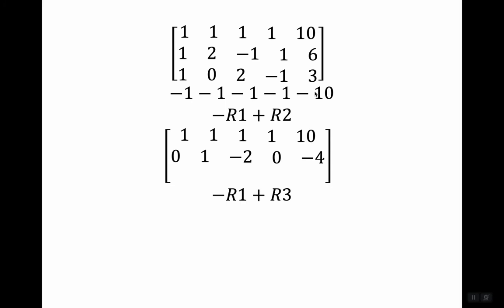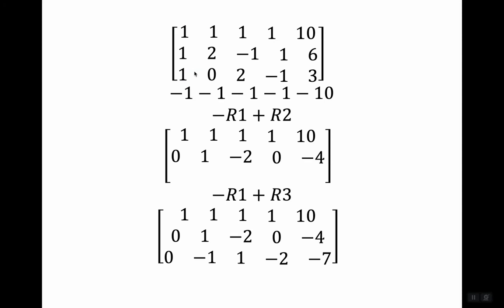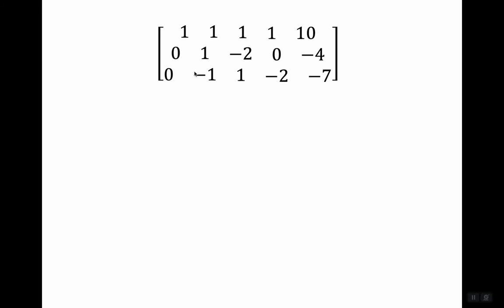Now, let's use row 1 to kill off this one here. We'll add the opposite of row 1 to row 3. Again, we know what the opposite of row 1 looks like. When you add that to row 3, you end up with 0, -1, 1, -2, -7. Good. So we've dealt with the first column. Now let's deal with the second column.